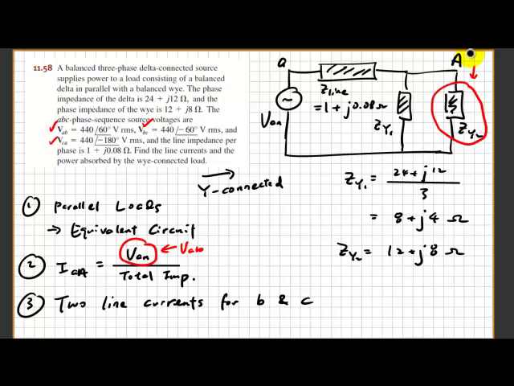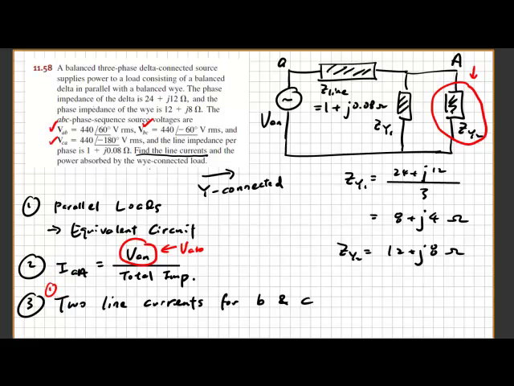So once you find out 1, 2, 3, what do you do? Remember, the first part is to find the line currents, right? And then the power absorbed by the Y connected load, which is the second one. In order for you to do that, you have to find out the 3 line currents. So this is the first question.